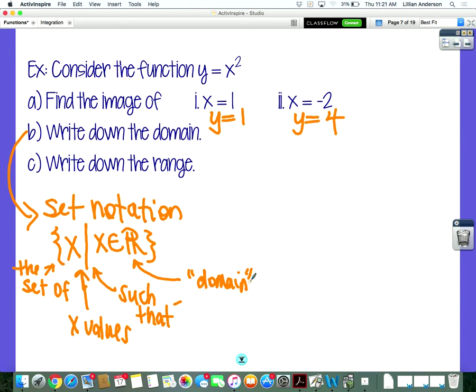Questions on that? How it's written? Okay. If I was talking about the range, which I'm going to do in part C, you're going to change X to what? You're going to change X to Y. Okay? So set notation is one way to represent domain. Another way to represent it is interval notation.